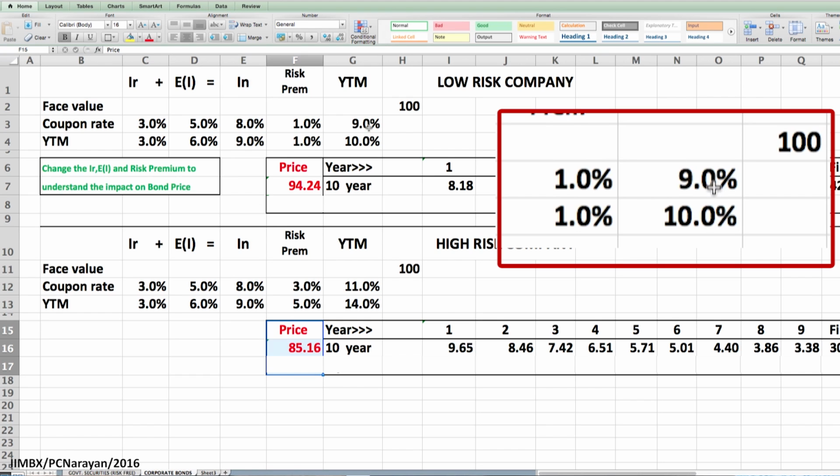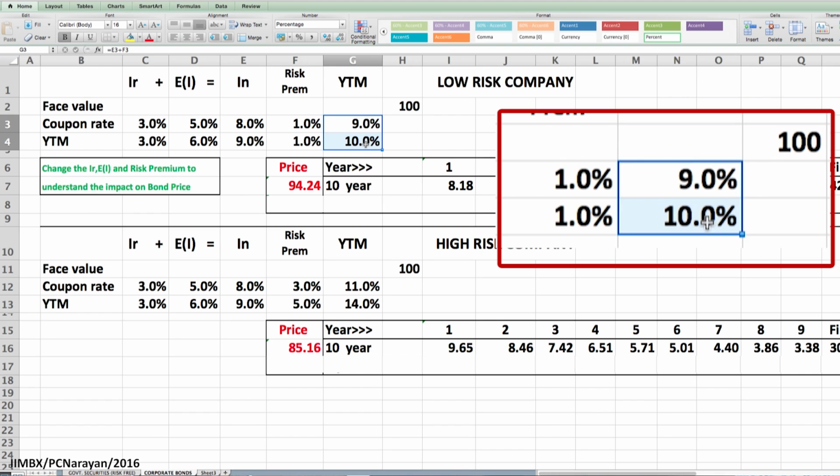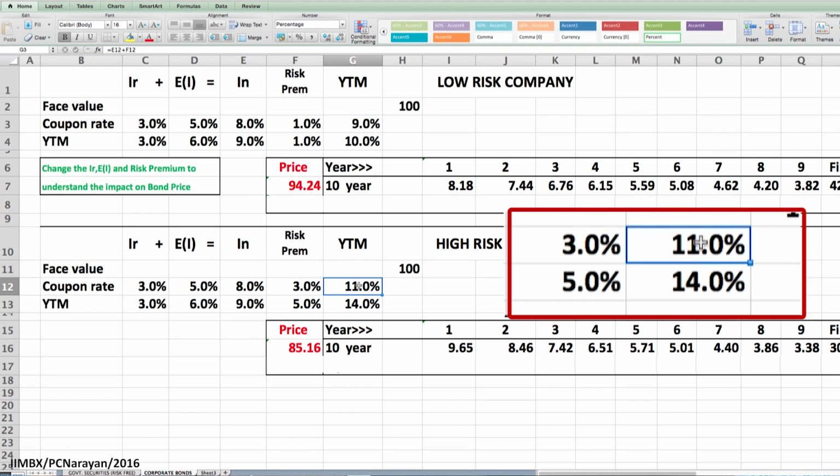Whereas in the case of the low risk company, the risk remains the same, therefore the risk premium remains the same. So the only impact on the bond price would be the change in the inflation rate, which is 1%. So you will find that it has gone up from 9% to 10%. YTM is 10%, coupon 9%. In the case of the high risk company, coupon 11%, YTM 14%.